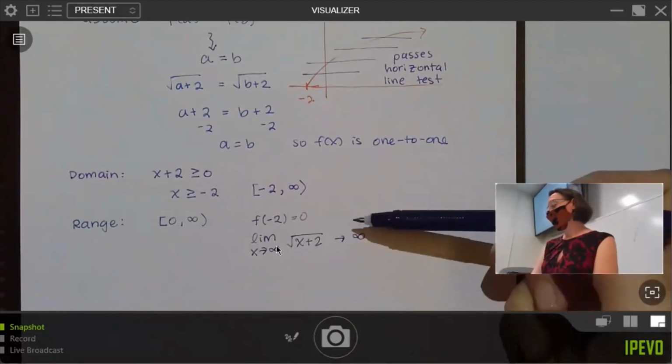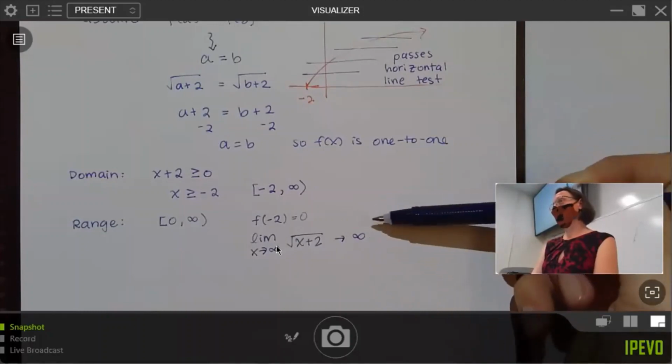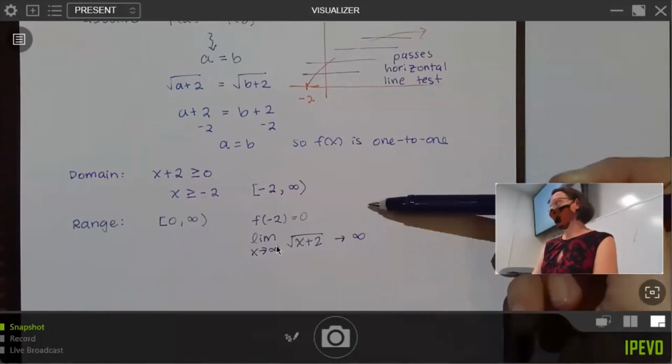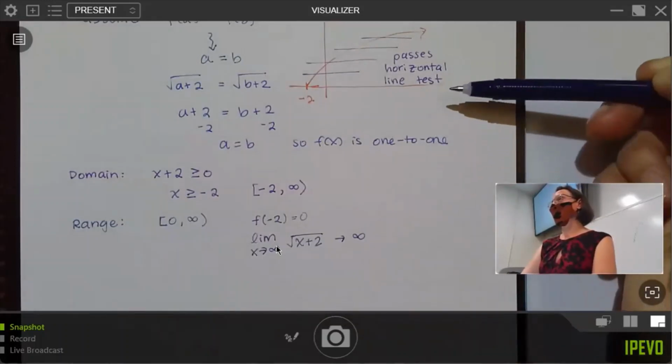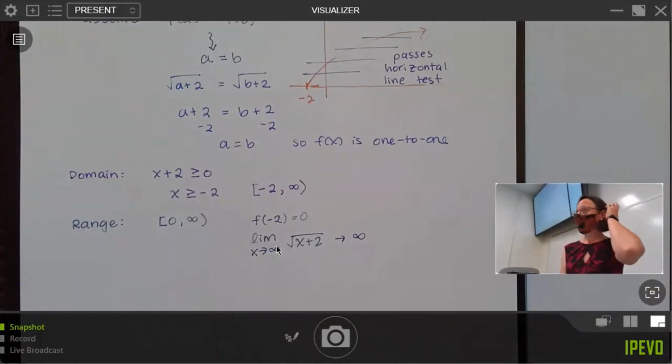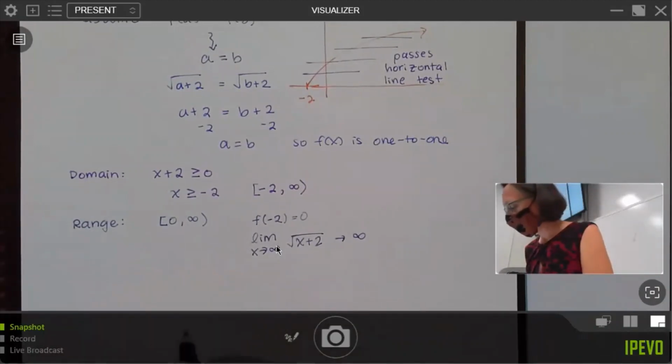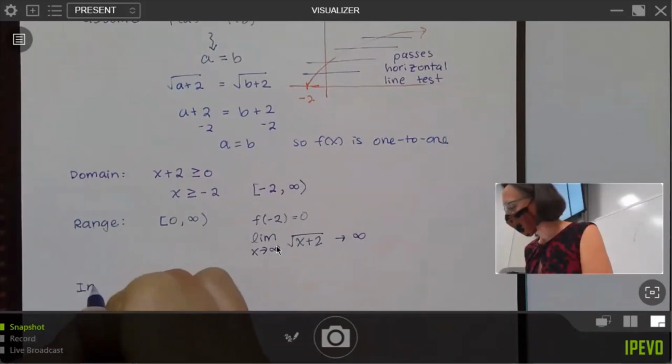So we can get those ends of the range by doing a little bit more math, if you're really uncomfortable graphing. Cool. So this last part is about the inverse.